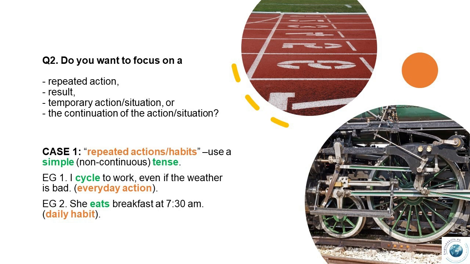Consideration 2. Do you want to focus on a repeated action, result, temporary action or situation, or the continuation of the action or situation? Case 1. Repeated actions or habits and routines, in which case we use a simple, non-continuous tense. Example 1. I cycle to work even if the weather is bad. This is an everyday action. Example 2. She eats breakfast at 7:30 a.m. This is a daily habit or routine.